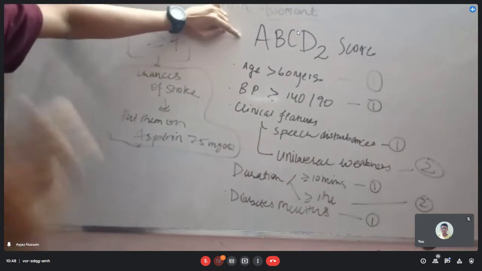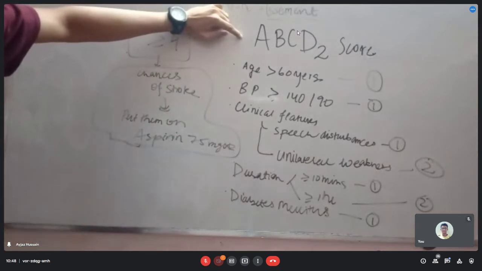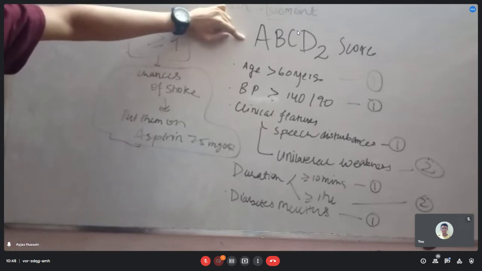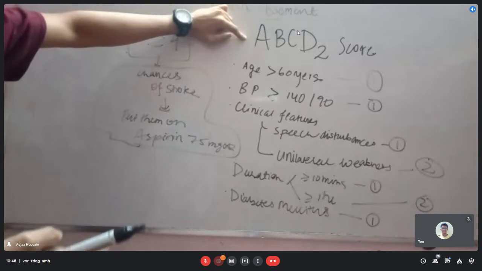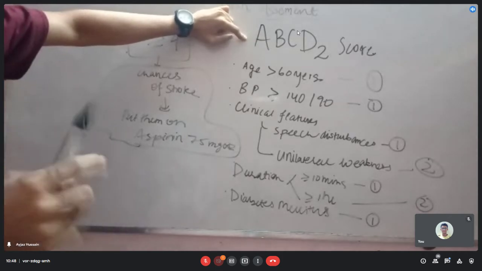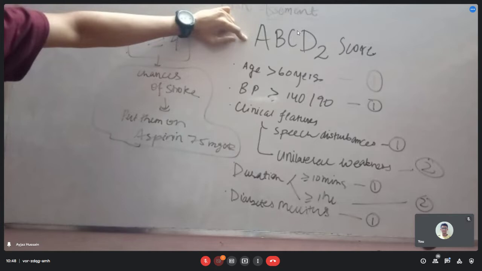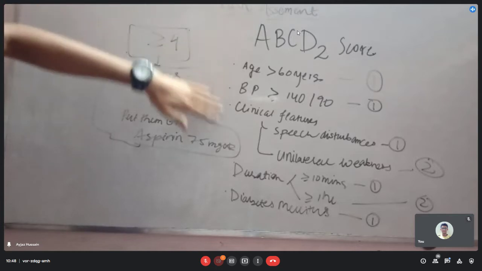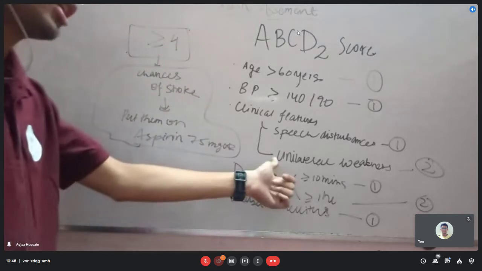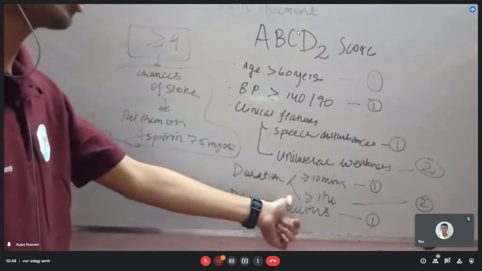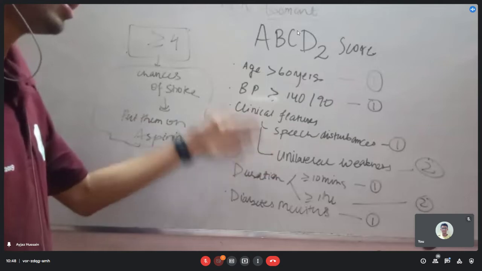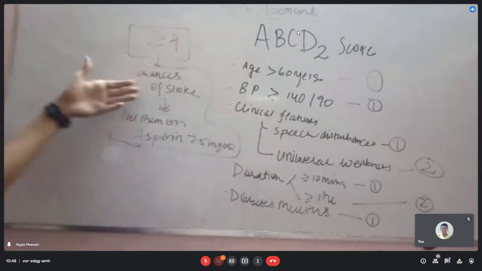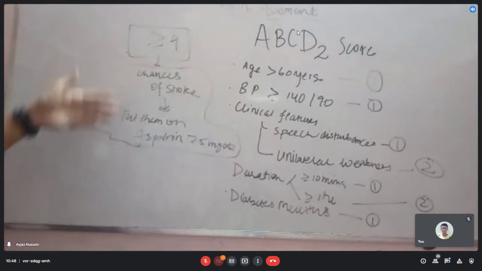So remember, this is a scoring system for the assessment of risk of stroke. It is used especially for assessing the chances of restroke in a patient, or the chances of stroke in a patient with TIA, where you give points for the following criteria. 2 points are given for unilateral weakness and 2 points if the duration of symptoms is more than 1 hour. And if the total score is 4 or more, there are increased chances of having a stroke. For these patients, you put them on aspirin 75 milligram OD.